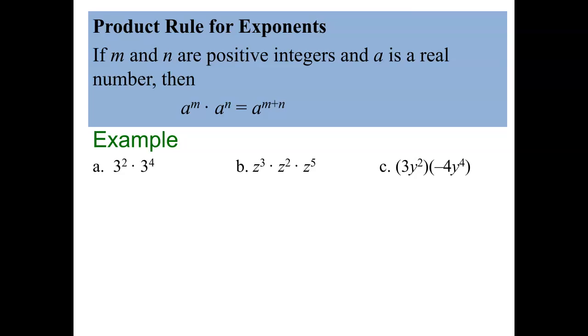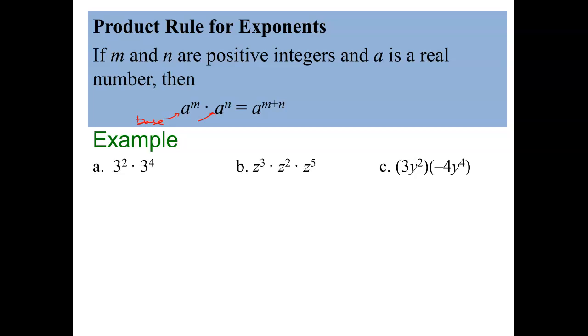So our first one is our product rule. Product means that we're doing what? Multiplication. Multiplication is repeated addition. Multiplication and addition have a very close relationship. So when we're multiplying expressions with exponents, we can add the exponents together. But the bases have to be the same. If it's a different base, then we can't add the exponents together. Same base, we can add them together.